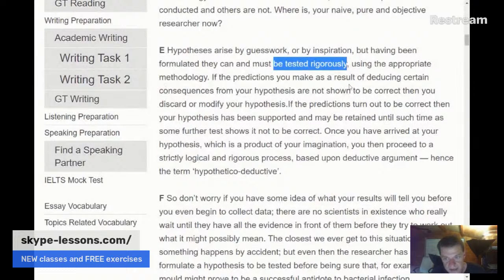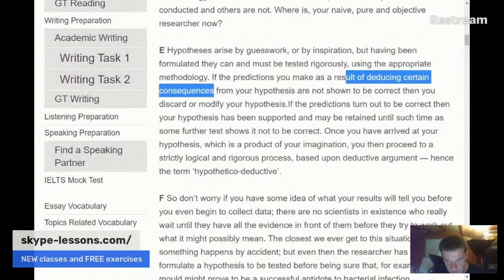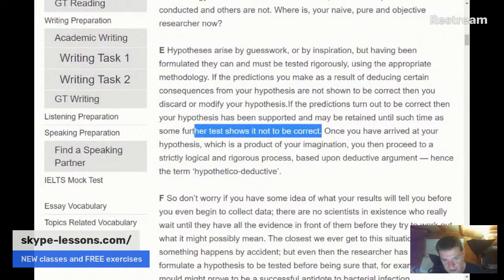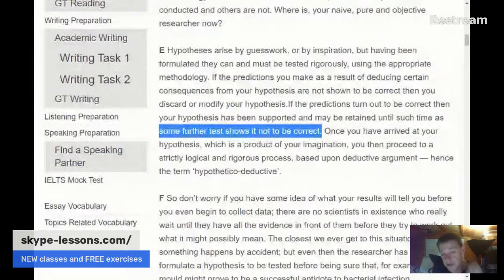If the predictions you make as a result of deducing certain consequences, okay, here we're mentioning deducing consequences from hypotheses. So if the predictions you make as a result of deducing certain consequences from your hypotheses are not shown to be correct, then you discard or modify your hypothesis. If the predictions turn out to be correct, then your hypothesis has been supported for the time being, and may be retained until such time as some further test shows it not to be correct. So any hypothesis that's already been shown to be correct could one day be shown to be false. It could be disproven one day.